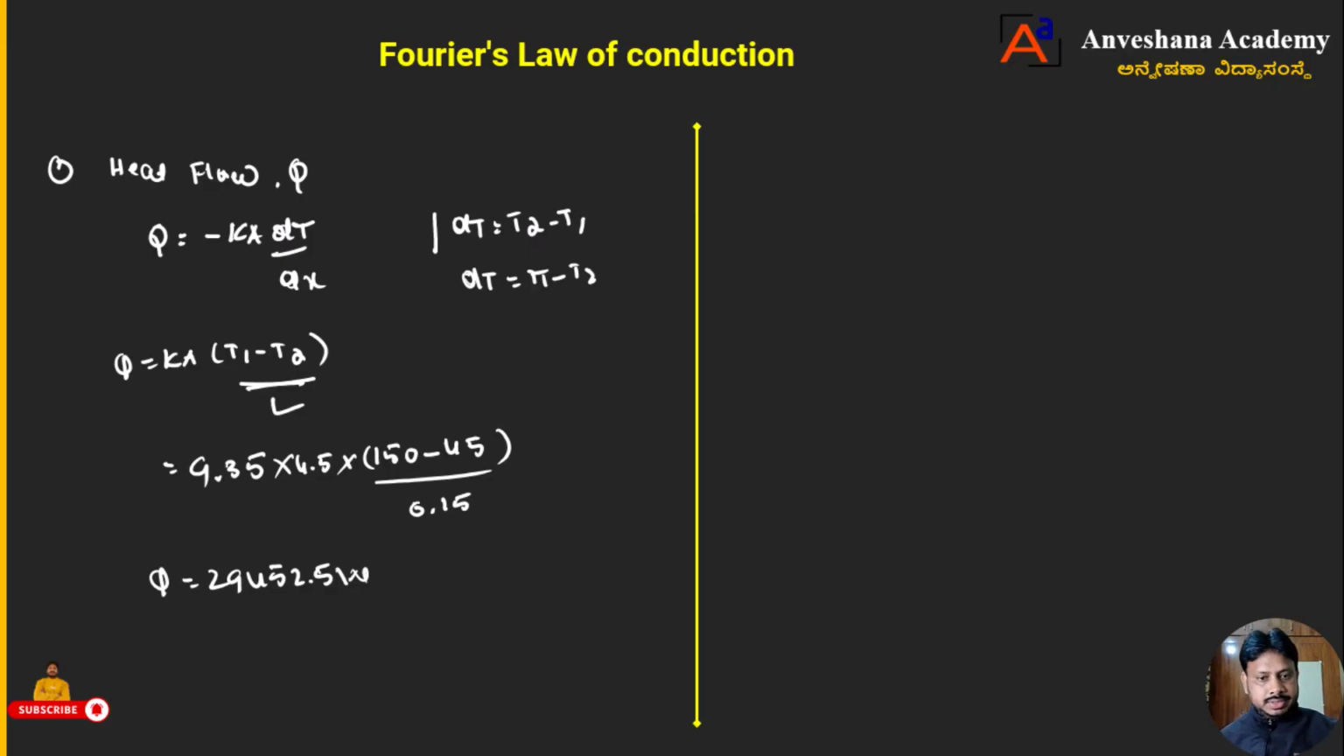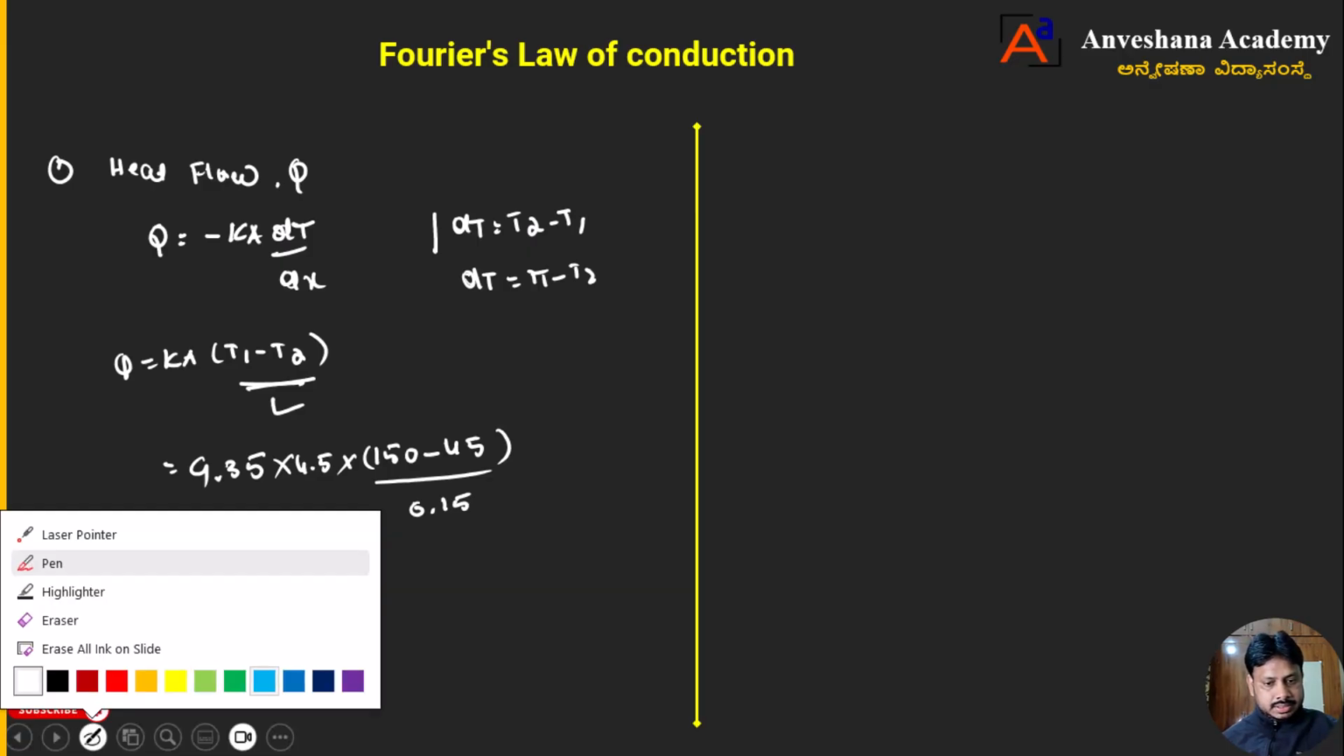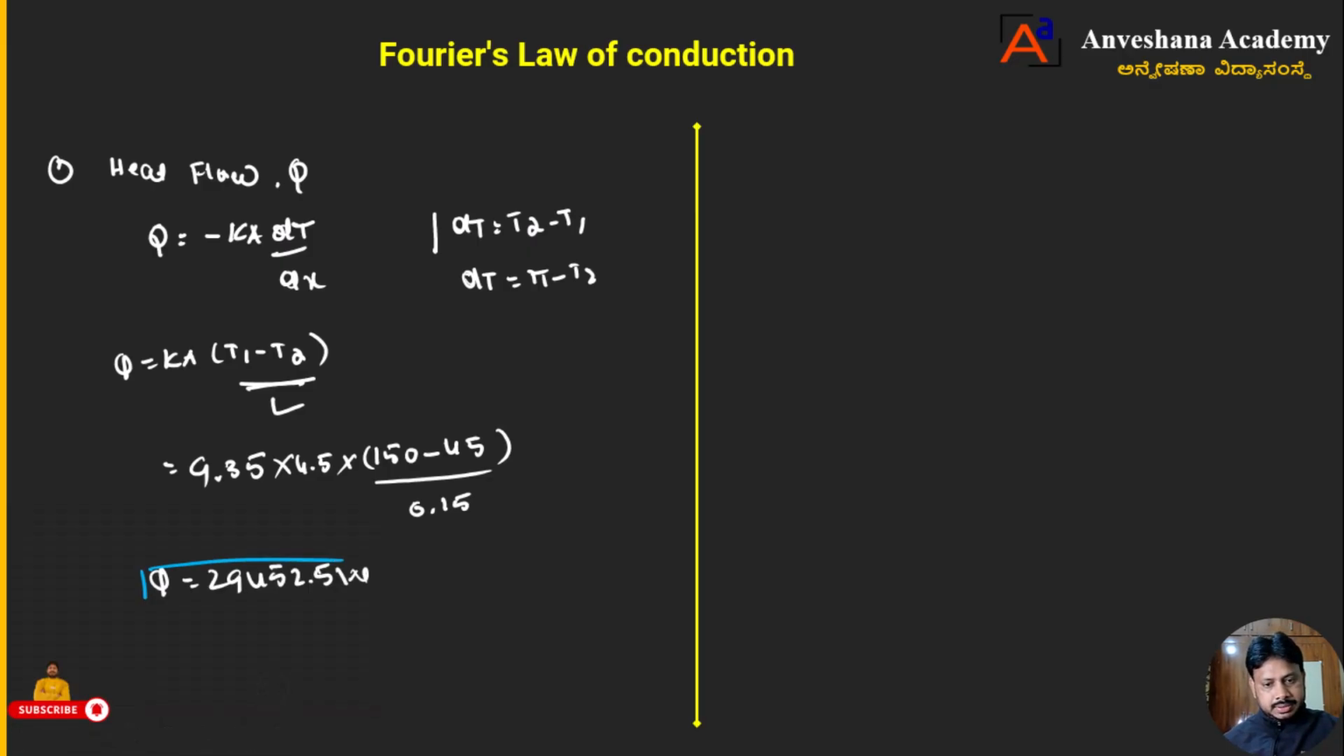This is the total rate of heat transfer. You can write it, dear students. Now the first finding is over. Total rate of heat transfer, that is capital Q, is equal to 29452 watt or 29.452 kilowatt also we can write. This is our first finding. The second finding, what is the second finding, dear students? We need to calculate the temperature gradient.